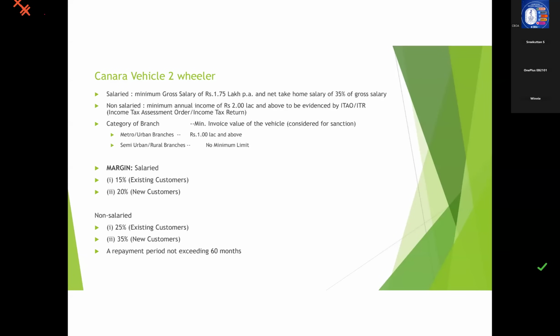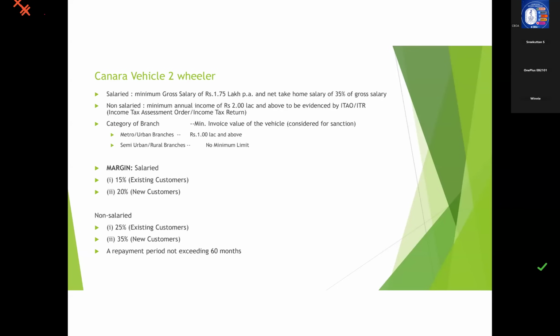Salaried class, minimum gross salary should be 1.75 lakhs per annum, and NTH should be 35% of gross salary. And non-salaried class, the annual income is slightly higher, that is 2 lakhs should be there. And the NTH is the same, 35%.